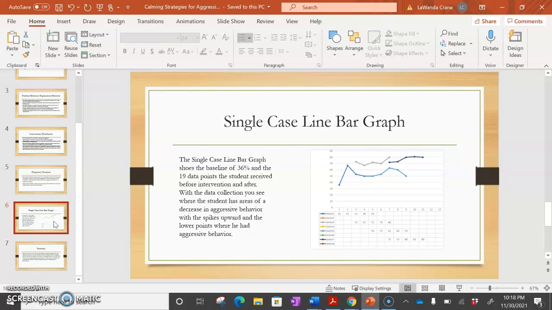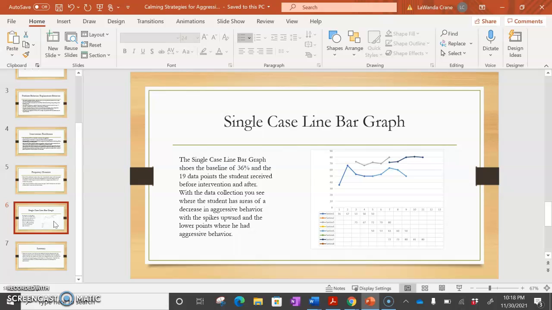I'm using a single case line bar graph to record the data, with a baseline starting at 36%, and it's a total of 19 data points for the student for the 10 consecutive days of data. And the single case bar graph shows the baseline of 36% and the 19 data points the student received before intervention and after.